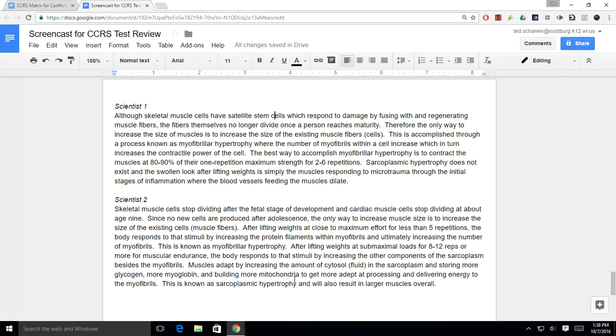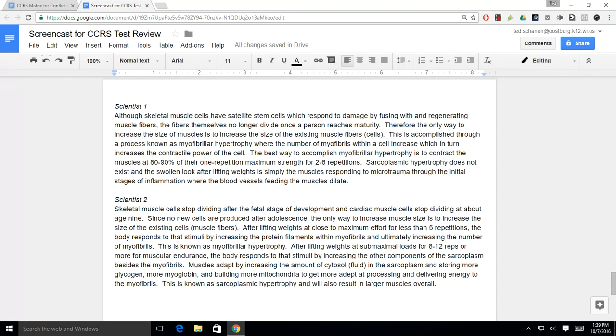So you need to take one statement at a time. Does it fit with both scientists' explanations? And then you go to the second statement. Does it fit with both scientists' explanations? And then you can answer the multiple choice. Is it just statement one that's consistent with both of them? Is it just statement two that's consistent with both of them? Is it both statement one and two? Or is it neither statement that both agree on or consistent with their descriptions?